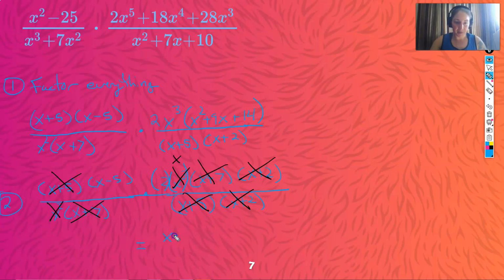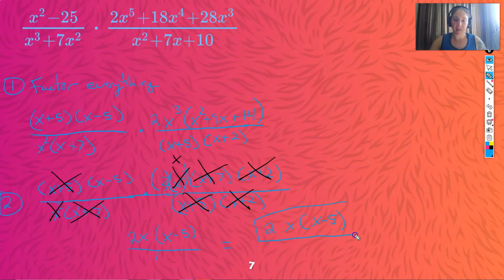So let's see who made it out of all that. X plus 5 survived in the numerator. Sorry, that's x minus 5. What else made it out of the numerator? A 2 made it out of the numerator, and the x made it out of the numerator. Anybody else survive? No? The denominator got completely knocked out, so this is all over 1, but we never ever write it over 1. So this whole thing reduced to 2x times x minus 5.